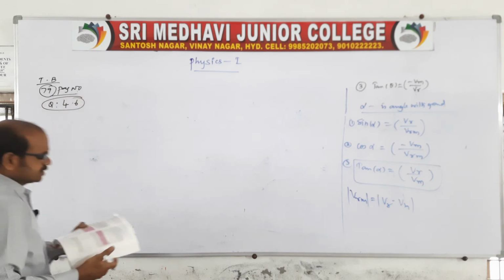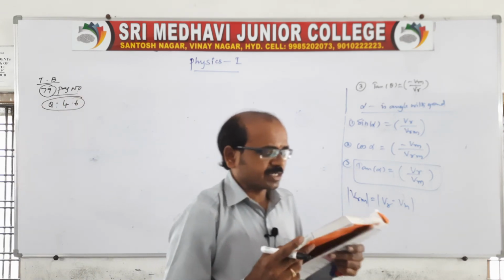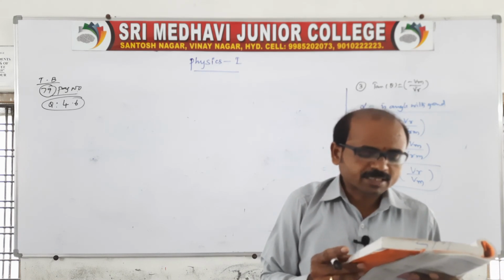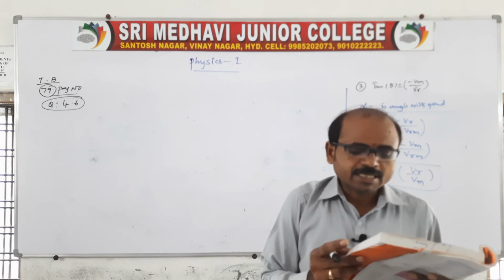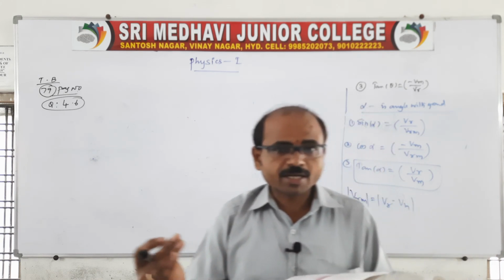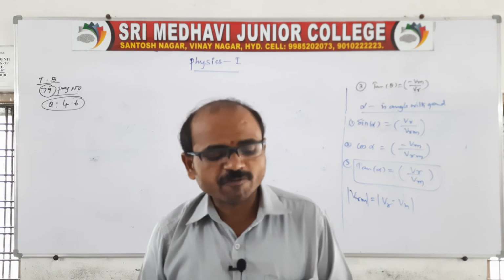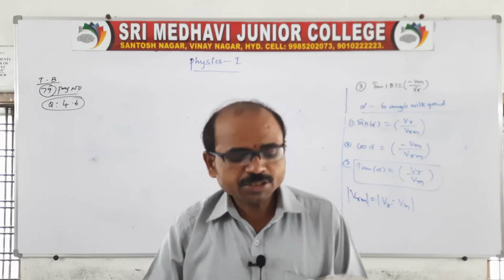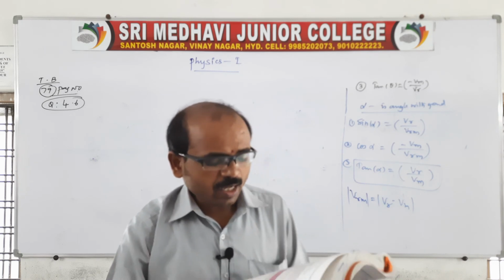There is a question given like this: rain is falling vertically with a speed of 35 meter per second, and a woman rides a bicycle with a speed of 12 meter per second from east to west. Actually that woman rider is moving from east to west direction. What is the direction in which she should hold her umbrella?